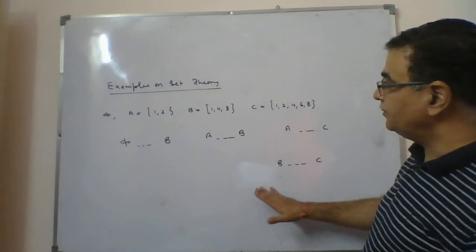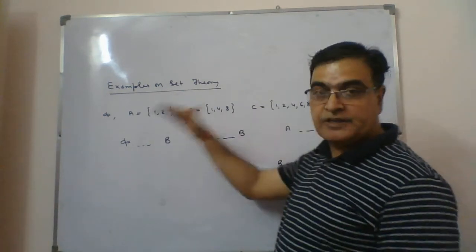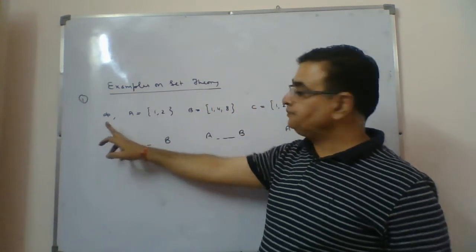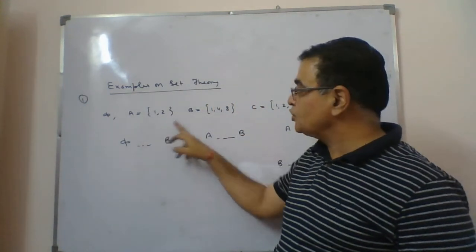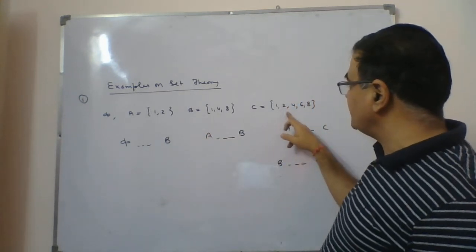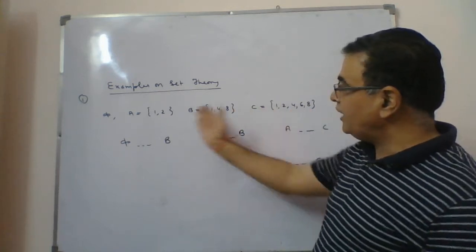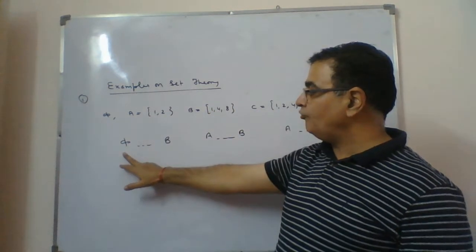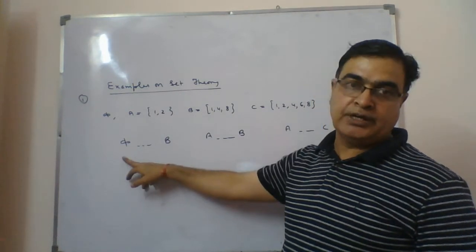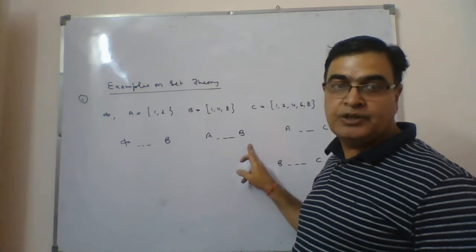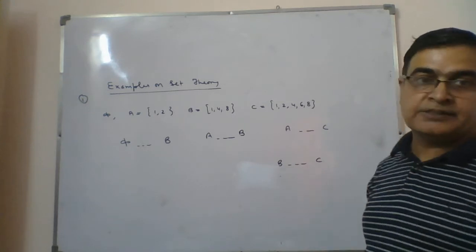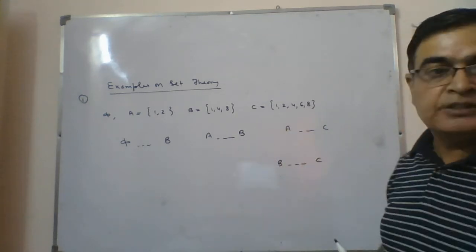Now we are coming to one more example. Now we are starting the example. First example: there are the sets, A is 1, 2, B is 1, 4, 8, and C is 1, 2, 4, 6, 8. When you have these sets, now I'm writing phi and B. What symbol must come between phi and B, you have to tell. Between A and B, what symbol should we write here? Between A and C, what symbol should we have? And between B and C, what symbol do you have? So these are the symbols we have to place.